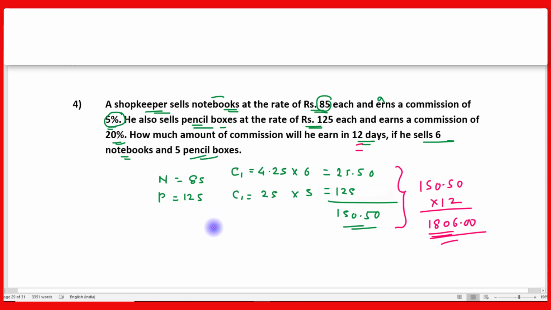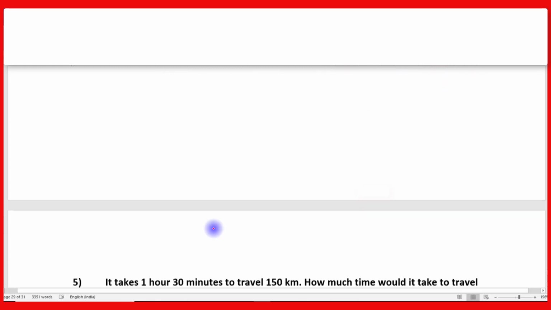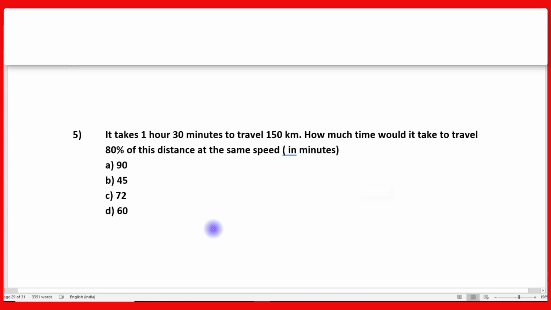Now let us move to the next question, that is question number 5. It takes 1 hour 30 minutes to travel 150 km. How much time would it take to travel 80% of this distance at the same speed in minutes?